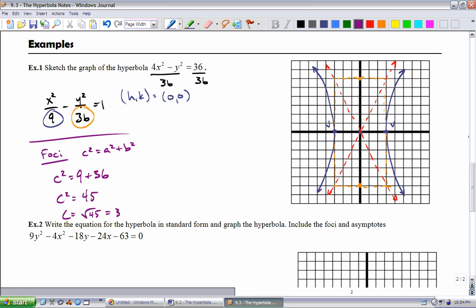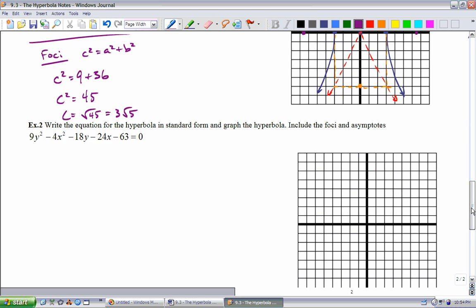Okay, that's 3 times the square root of 5. A little bit less than 7. How do I know that? The square root of 49 is 7, so the square root of 45 has to be a little bit less than that. 3, 4, 5, 6, 7. A little bit less than that is our focus. And again, notice it's on our transverse axis. It's running horizontally. It's inside the hyperbola.